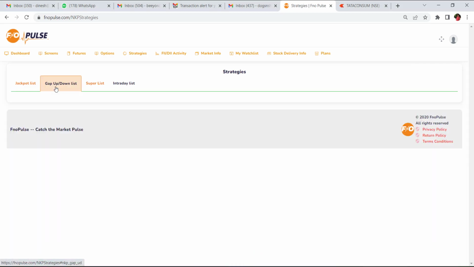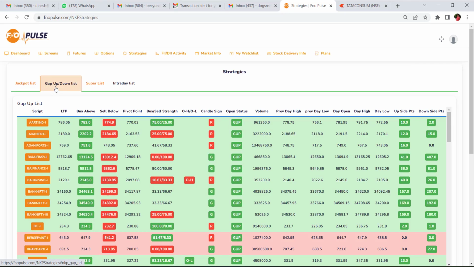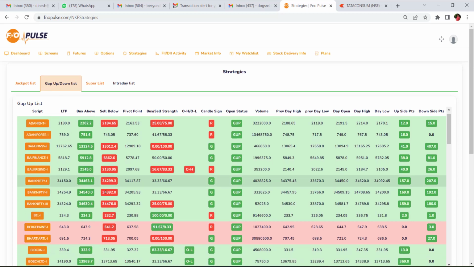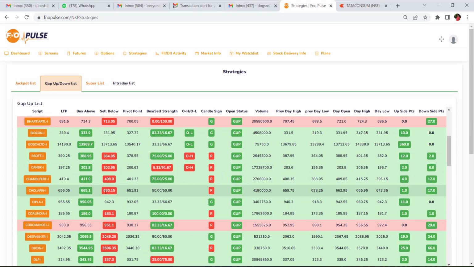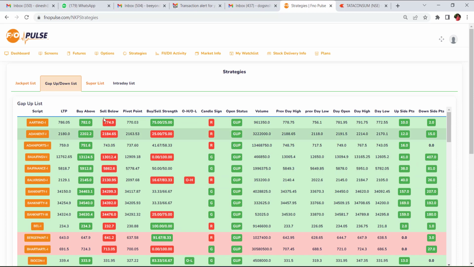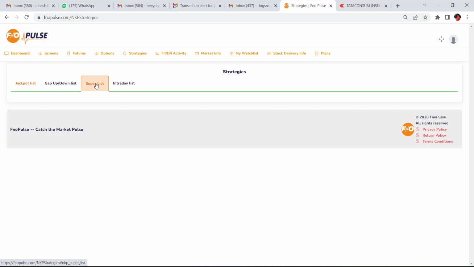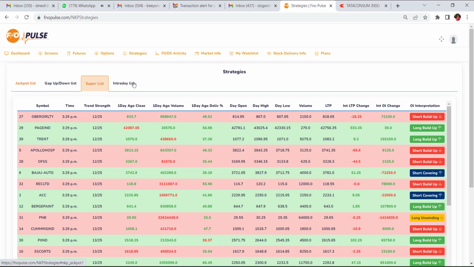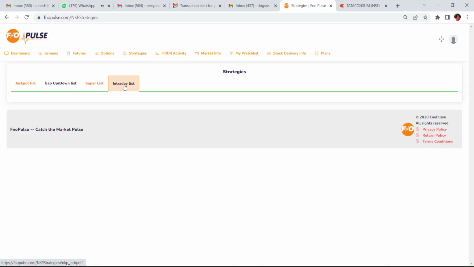Like this, the gap up and gap down lists are here. So here you can find out how the market opened today, so that it will be easy for you to go for those particular stocks and identify them. Super trend lists will be showing here, and intraday lists.